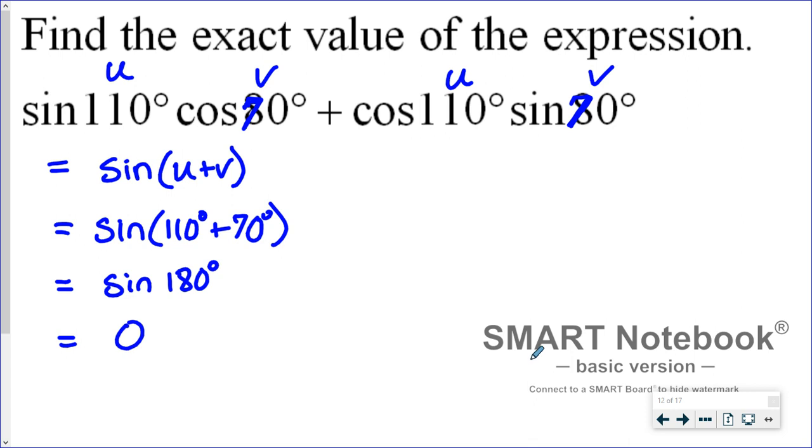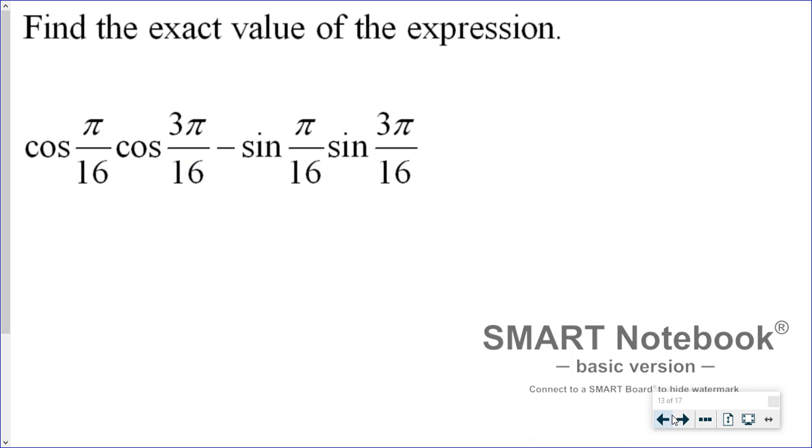Well, not without a calculator, right? You wouldn't be able to get 110. I can't think of a way where you would have been able to get 110, or 70 for that matter. But if you could, theoretically, yeah. Okay. You actually could have used the co-function identities there, but it would have been a little more work.